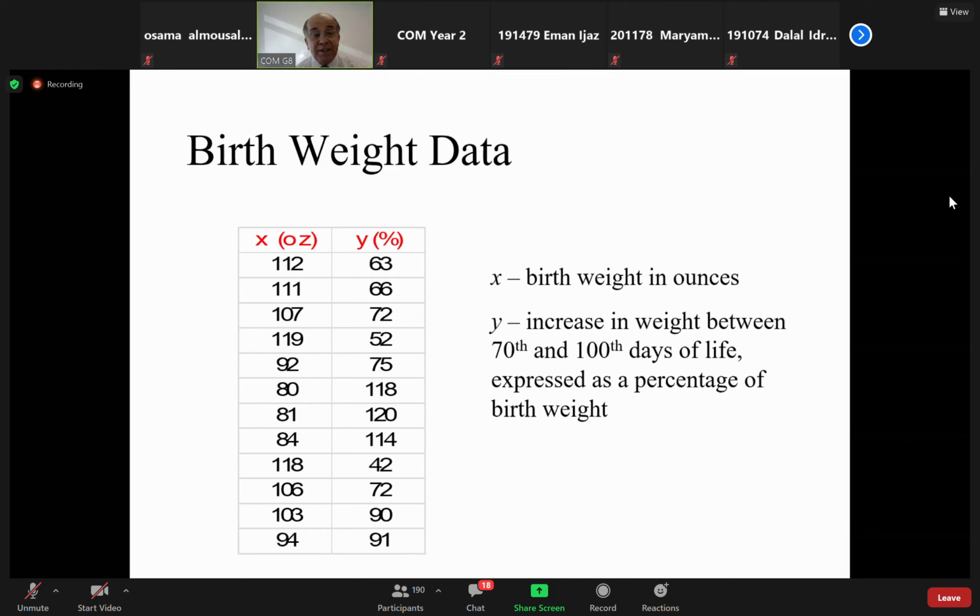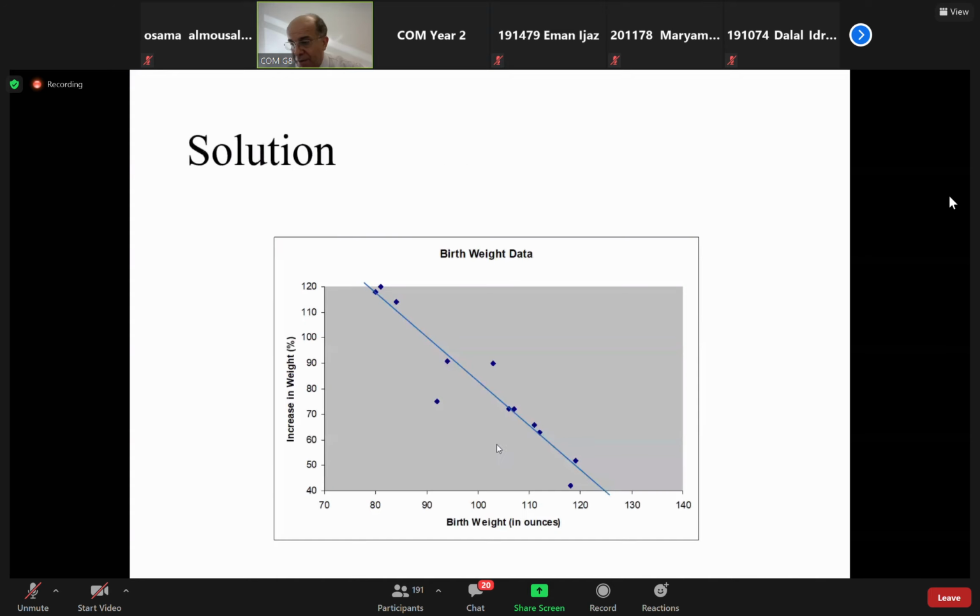Look at the table and tell me if there is a relationship between these two variables, X and Y. X is birth weight, Y is increase in weight. So the answer is yes. There is a negative relationship. Look at the line now. You see, I plotted the data and look at the data. It's perfectly negative. When one increases, the other decreases.